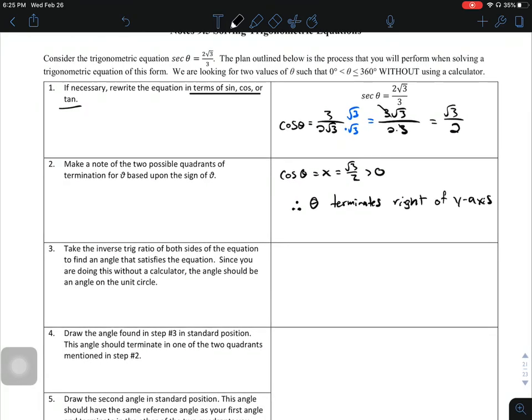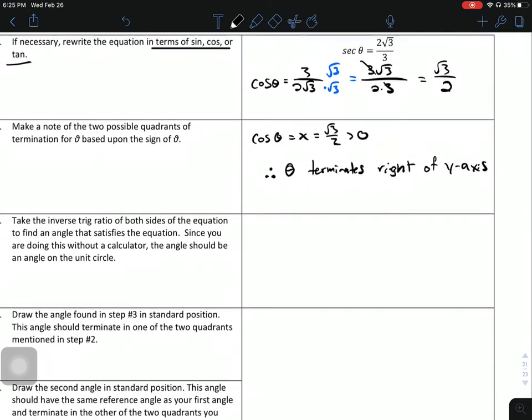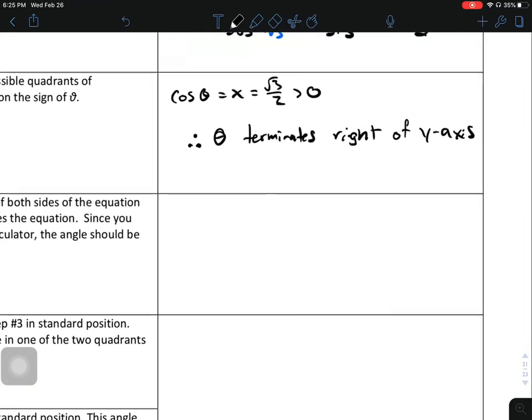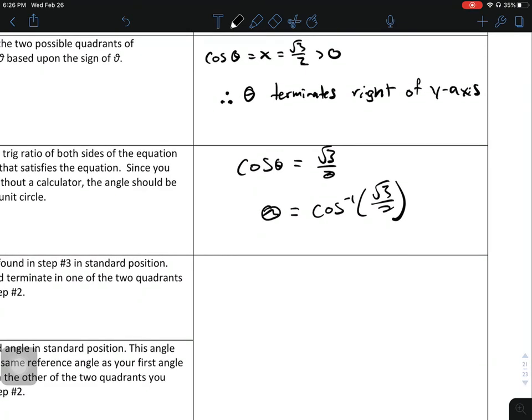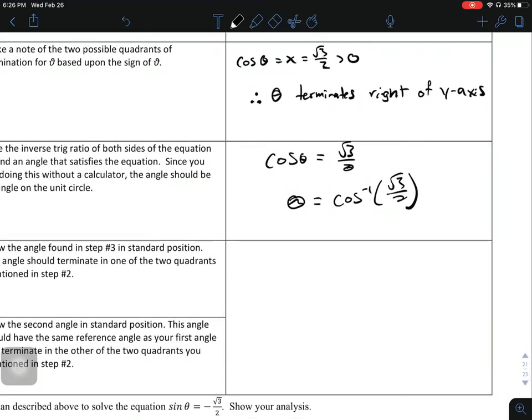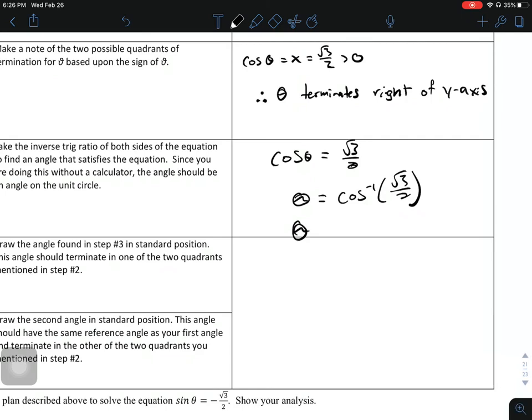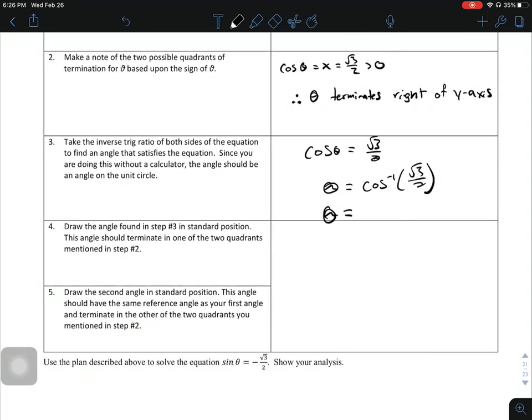Part 3, take the inverse trig ratio of both sides of the equation to find the angle that satisfies the equation. Since you're doing it without a calculator, the angle should be an angle on the unit circle. So in other words, we have cosine of theta is square root of 3 over 2. We're trying to figure out what theta is. If we do cosine inverse to both sides, we get theta is cosine inverse of square root of 3 over 2. Don't know what it is yet. Let's go to step 4 and we'll come back to that.